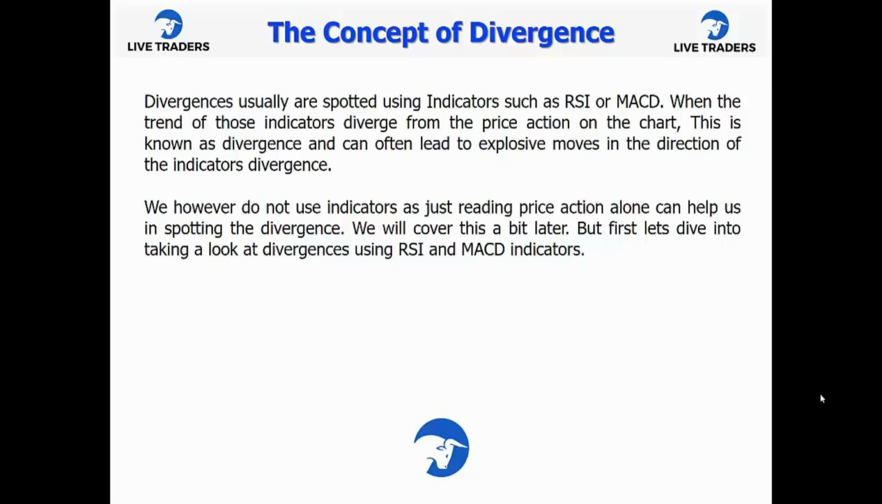divergence. However, I personally do not really use indicators, as just reading price action alone can help us in spotting divergence. We will cover this a bit later, but first we'll take a look at divergences using RSI and MACD. But keep in mind that indicators and oscillators such as RSI and MACD are based on the price. The price happens first and then the indicator happens. So if you can learn to read the price action, you don't even need to look at the indicator. I'm going to show you how we can do that, and it's a bit more advanced, but we'll take a look at that.